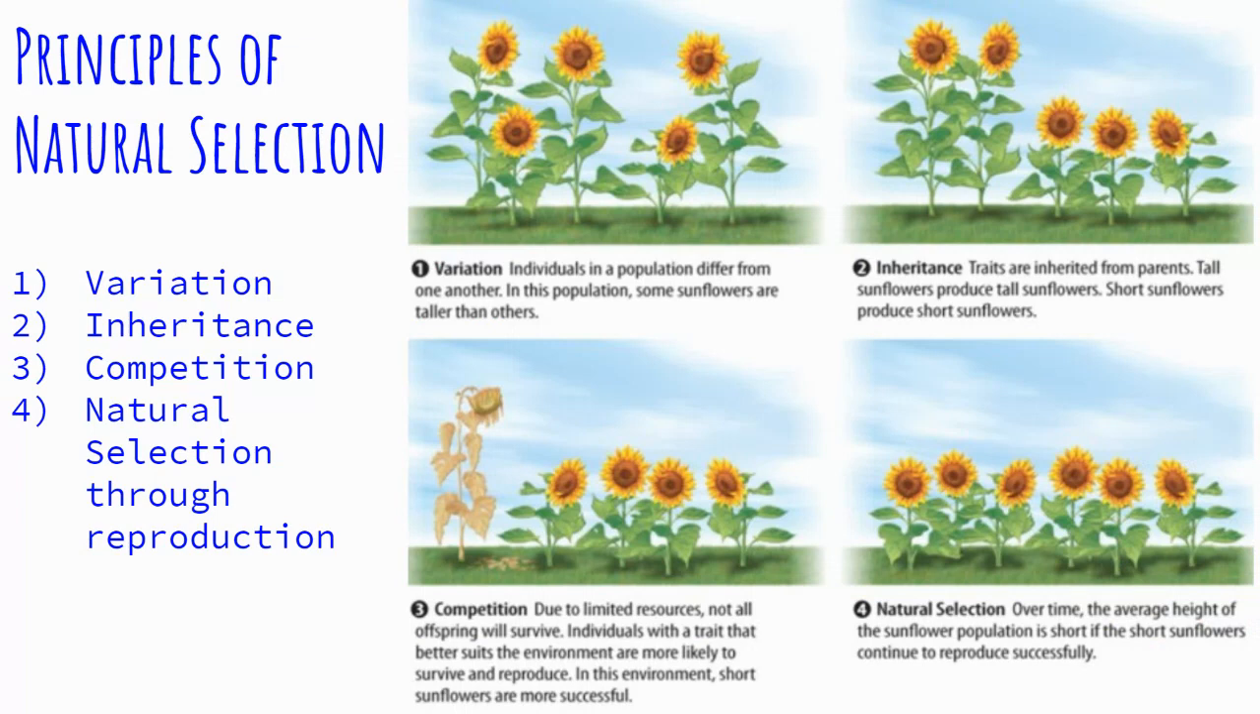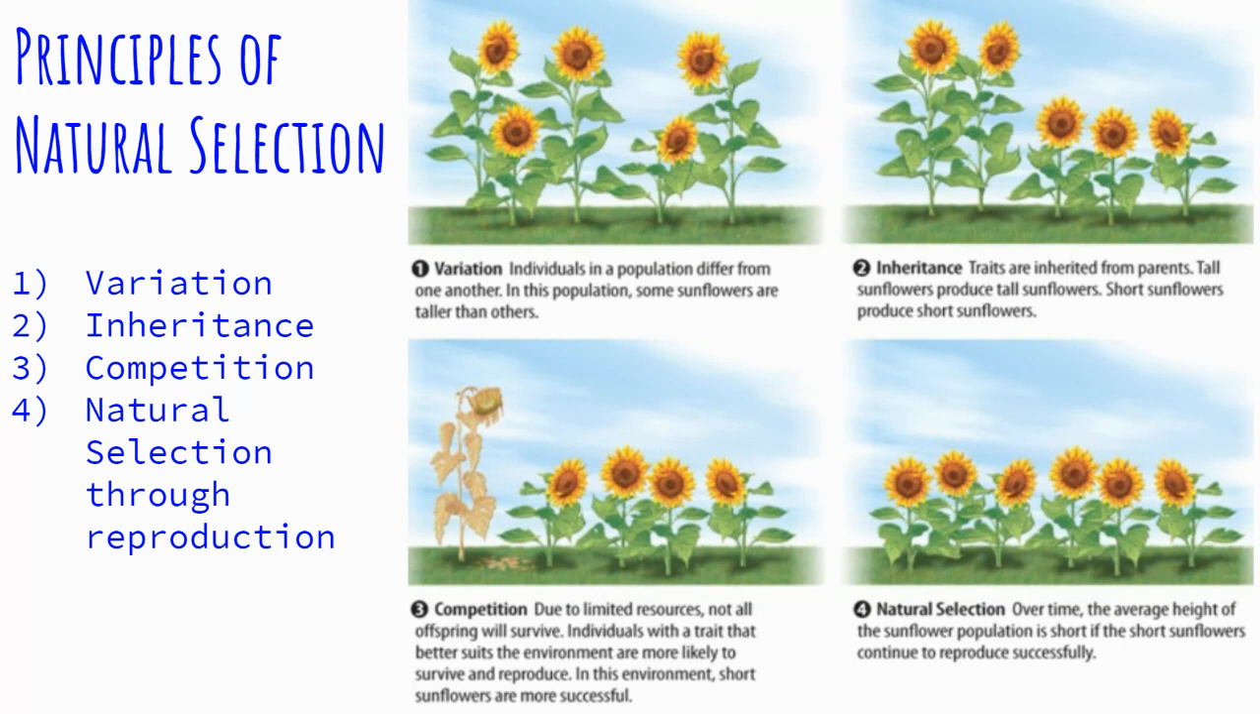There are four principles of natural selection: variation, inheritance, competition, and natural selection through reproduction. So let's see how that works in the sunflower population. Now, variation basically just means that not all of the sunflowers there look the same, right? I think you could agree some are taller and some are shorter. There is variation, there are many different ones. And what we know about how traits get passed on from one generation to the next is that they are inherited. So the taller sunflowers will tend to produce other sunflowers that are also tall, and the short sunflowers will tend to produce sunflowers that are also short.